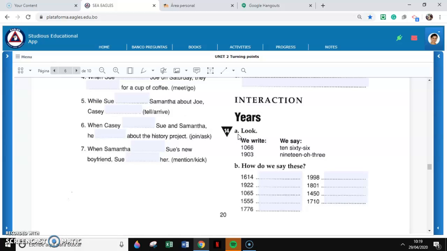Alright, so don't forget to contact me in case you have questions, in case you don't understand. Feel free to text me on Hangouts, and please don't forget to take a picture of your work. Take a picture of these 2 pages and then send it to me on my Hangouts today, okay? Because it's today's work.